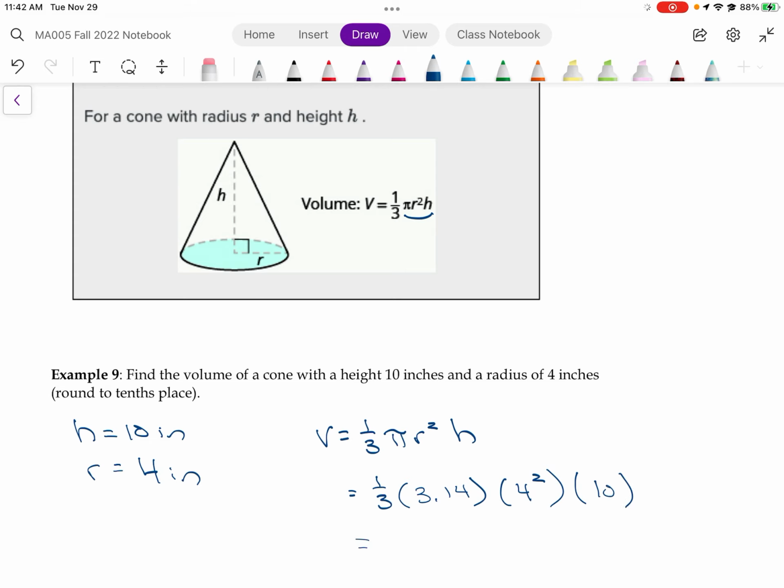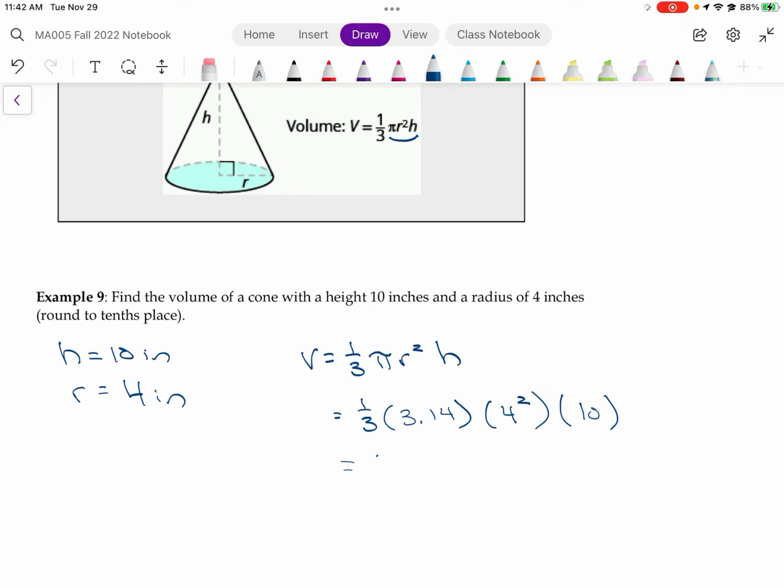When you put this in your calculator, you should get 167.46666 forever, and they want us to go to the 10th place. So the 10th place is that one. So what is the 6 going to do to it? We're going to round to right here. So that is going to give us 167.5, and the volume is in inches, and so it's cubed because it's volume.